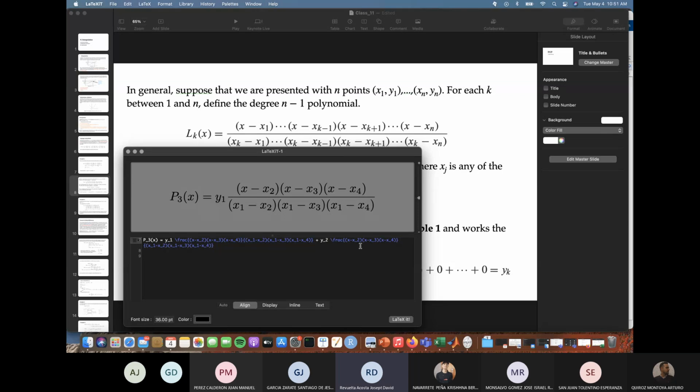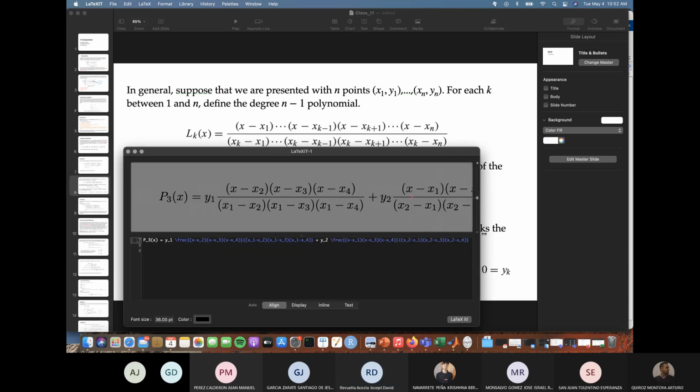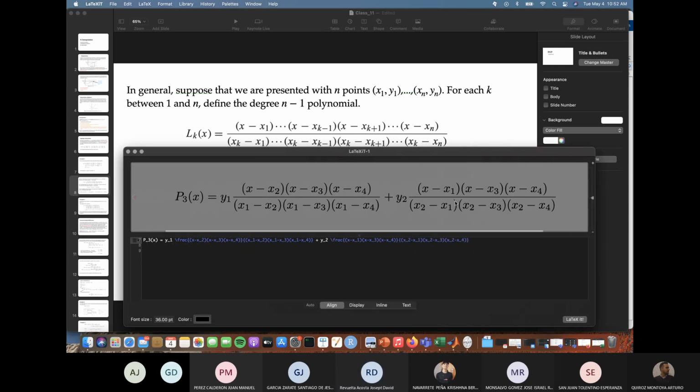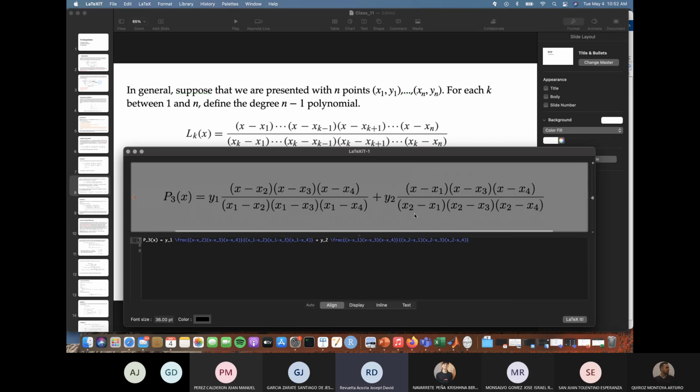Okay, so the second term would be then x1, x3, x4, and then this is going to be x2, x2, and x2. This is going to be x1. So the second term would be this one. Right?